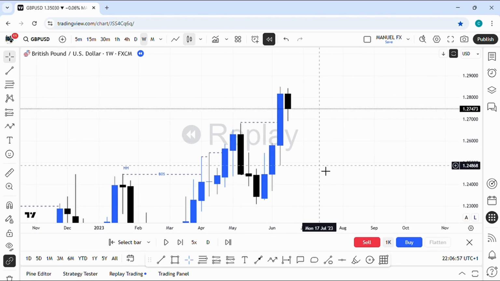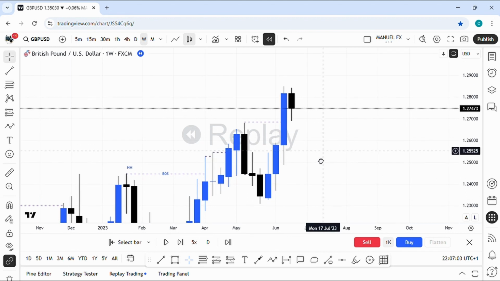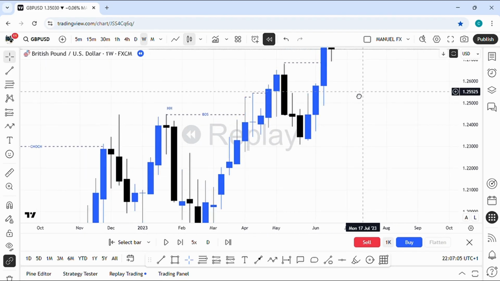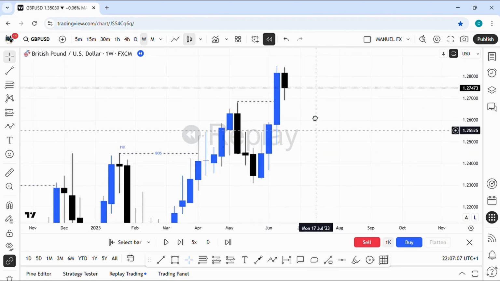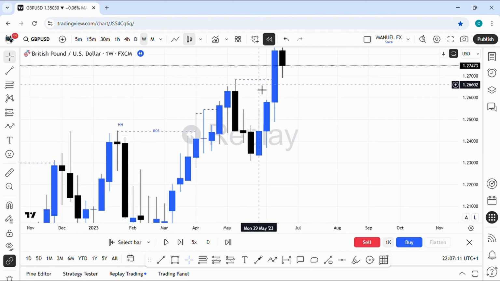Now we've seen this. What next? The next thing we're going to be looking for is for price to take out this. Then this whole retracement becomes our what? Our inducement. It becomes our inducement.